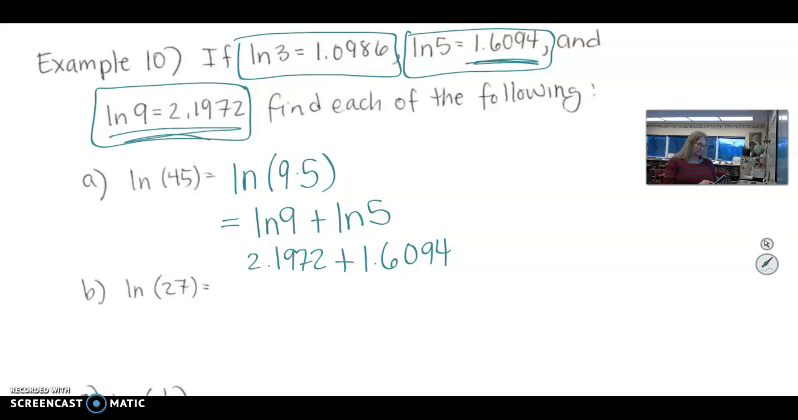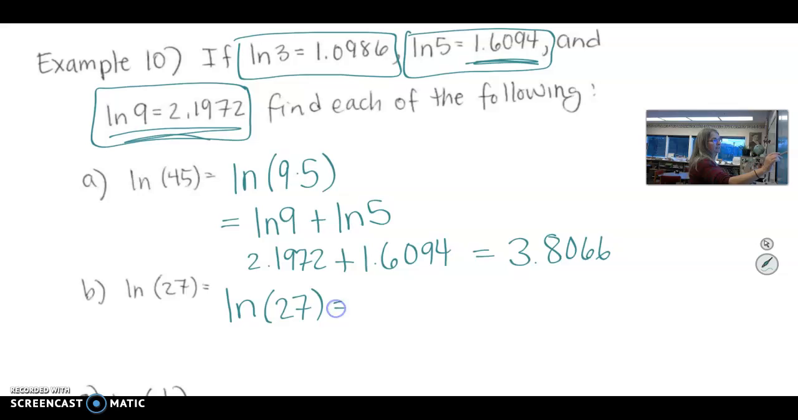And I'm just going to use a calculator. 2.1972 plus 1.6094. If you're doing this without a calculator, just make sure you remember to line up your decimal. 3.8066.